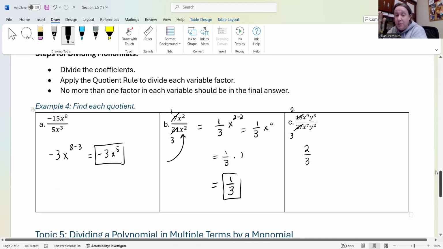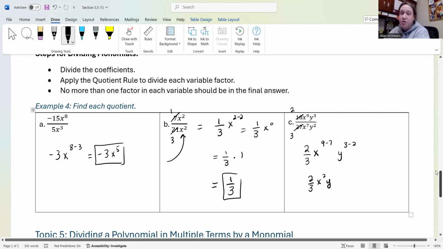Now, looking at my variables, I have x factors and I have y factors. I want at most one x and at most one y factor in this answer. So looking at the x's, I have 9 x's in the numerator, 7 x's in the denominator. So if I use the quotient rule, I get x to the 9 minus 7. And then for the y's, I have 3 in the numerator, 2 in the denominator. Using the quotient rule, I get to keep the base, so I keep that y, and I subtract the exponents. So this becomes 2/3 x squared y.